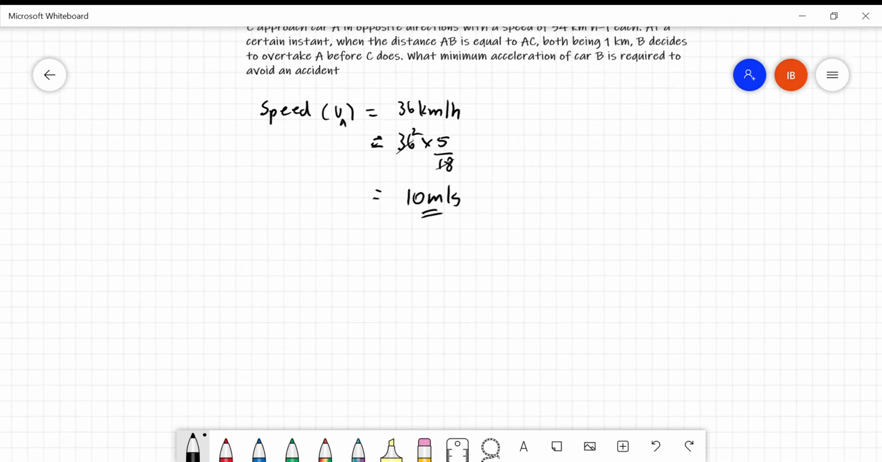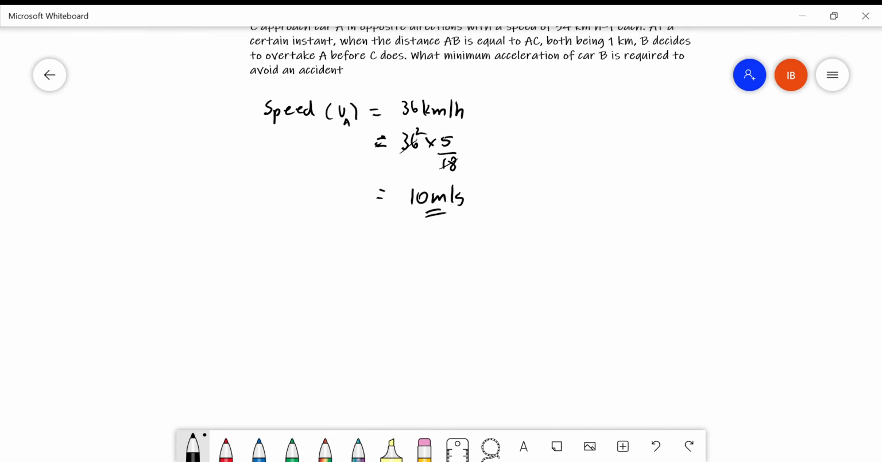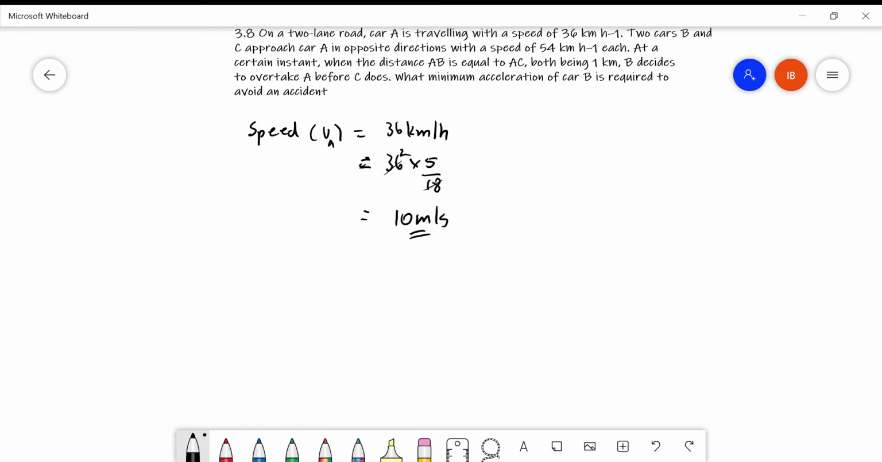Then to find the speed of car B and car C, they have the same speed, so UB is equal to UC. So UB is equal to UC is equal to 54 km per hour. We can write this as 54 into 5 by 18, and that is equal to 15 meter per second.